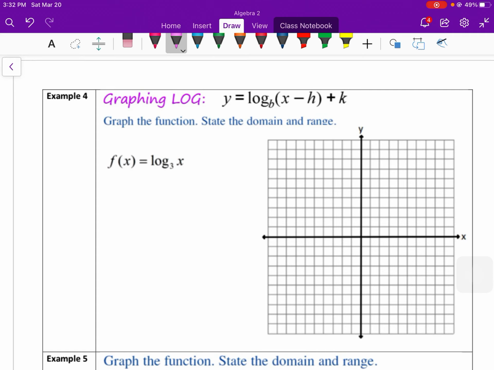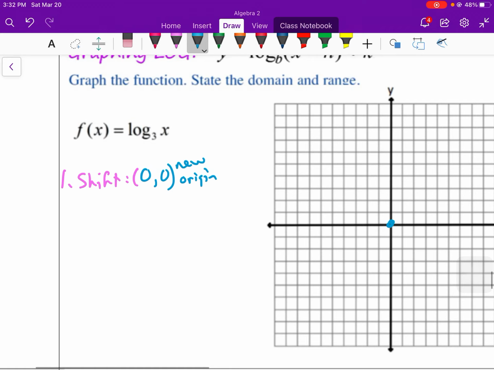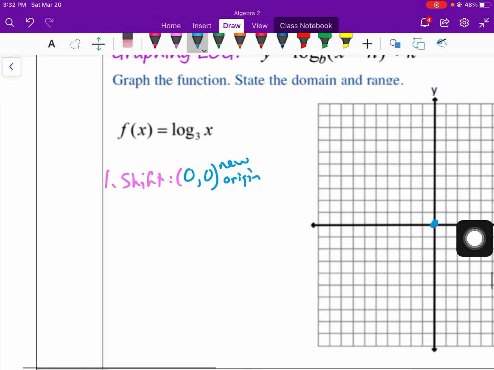All right, so let's look at some graphs. State the domain and range. When we're graphing, we're going to want to take some steps. What we can do first is look at the shift. So my shift then, in this case, would be minus h plus k. So there is no k and h. So that would be 0, 0. This is, again, your new origin. That is similar. And then you could draw your x and y axis. It's at the origin, so it's not necessary.